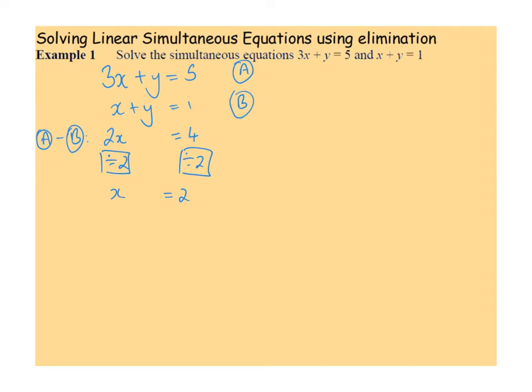Now that we've got a value for x, we know that the values of x and y that we find should work in both equations. So we can use this value now and substitute it into either of the equations, A or B. Now in this pair of simultaneous equations, I would say B is the easiest one to sub it into. There's less going on in B, there's no multiplication, so I'll substitute into B. So that gives me, instead of x + y = 1, I'm going to have 2 + y = 1. And so if I subtract 2 from both sides, then I get y = -1.